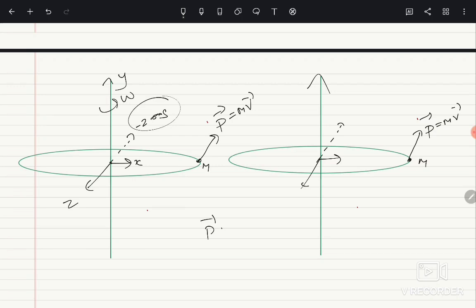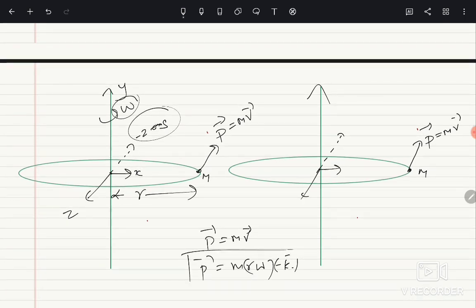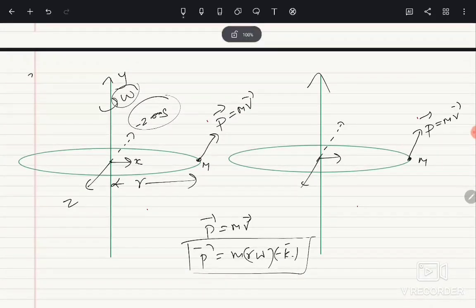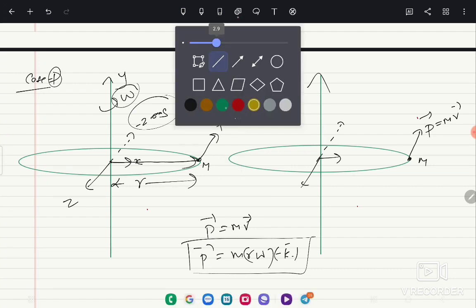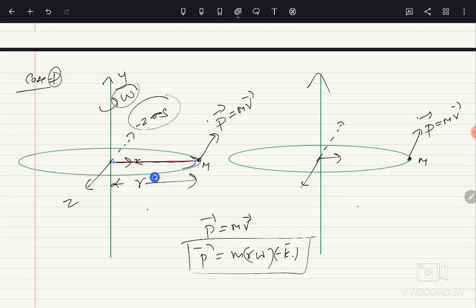So what is the momentum value mv? If the particle is rotating with constant angular velocity omega with radius r, v is r omega, and giving it a direction in the minus k cap direction. So p is this. In case 1, what is the position vector? The position vector is this.